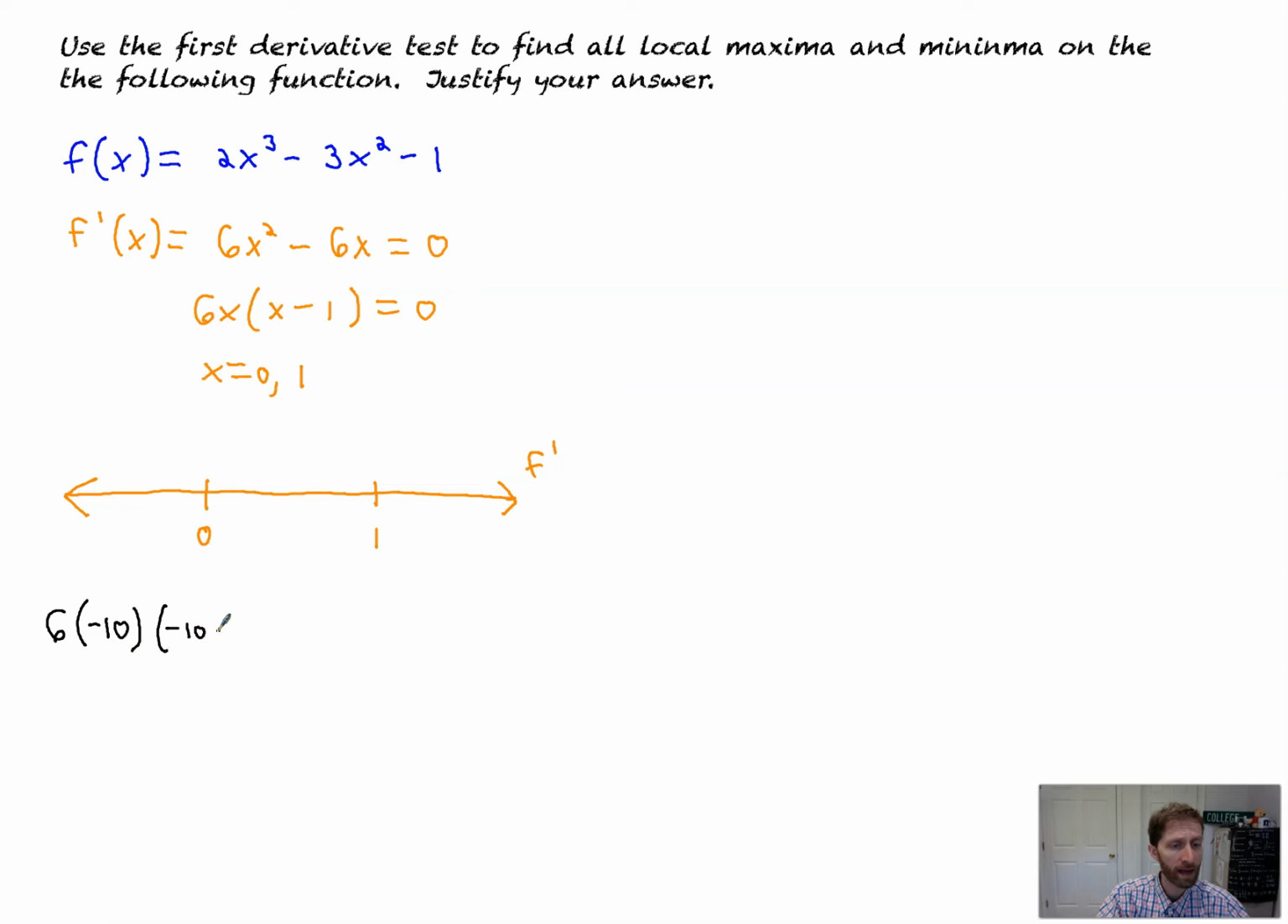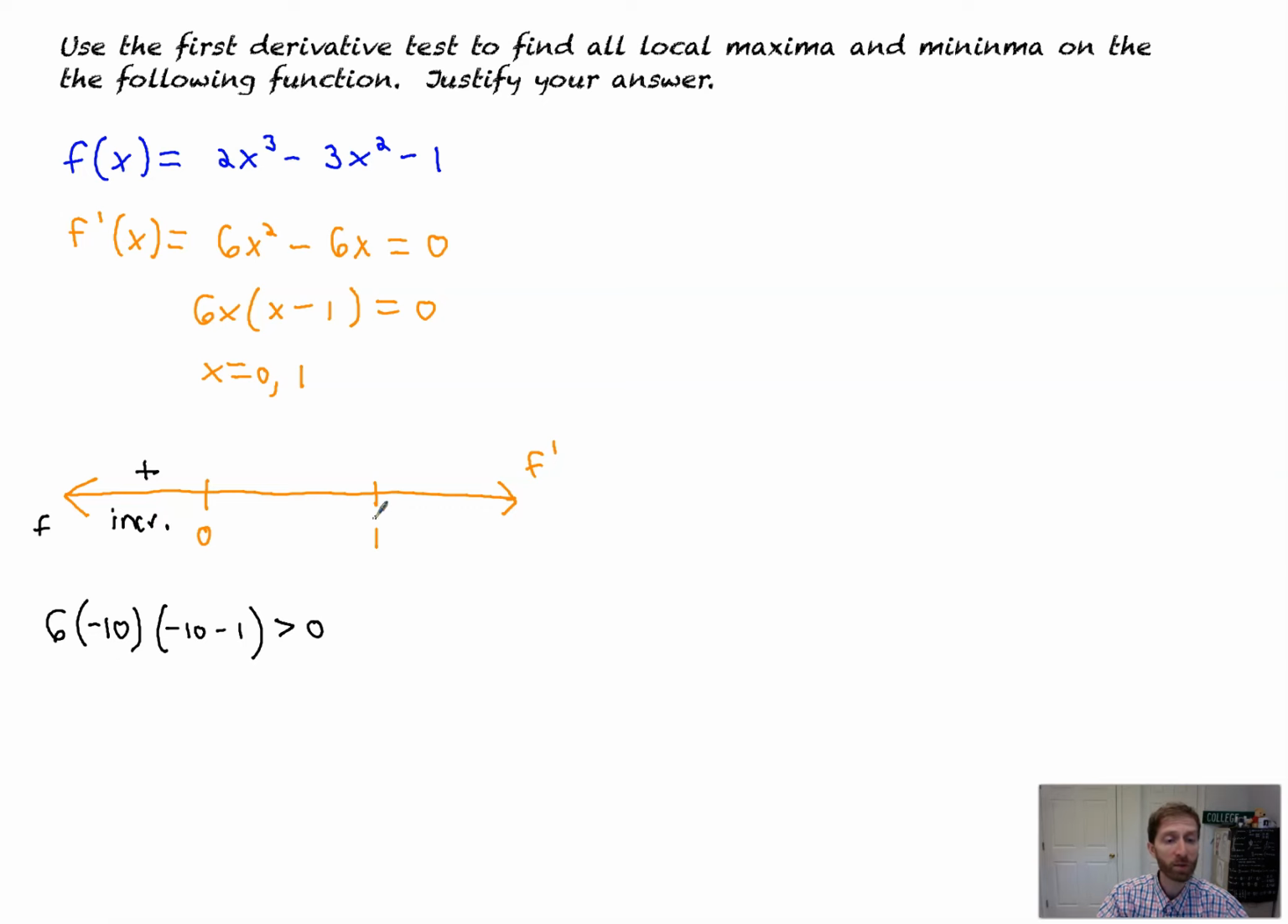And that'll be negative 10 minus 1. Now all I'm doing is checking the signs. So that's negative, and a negative times a negative is a positive. So we'll be positive on this interval. That means that f, if you really want to, write it right there, is increasing. Okay, now let's keep going.